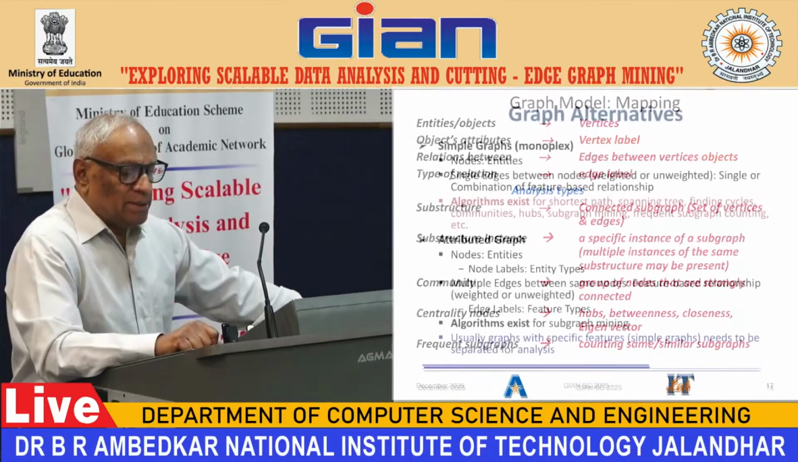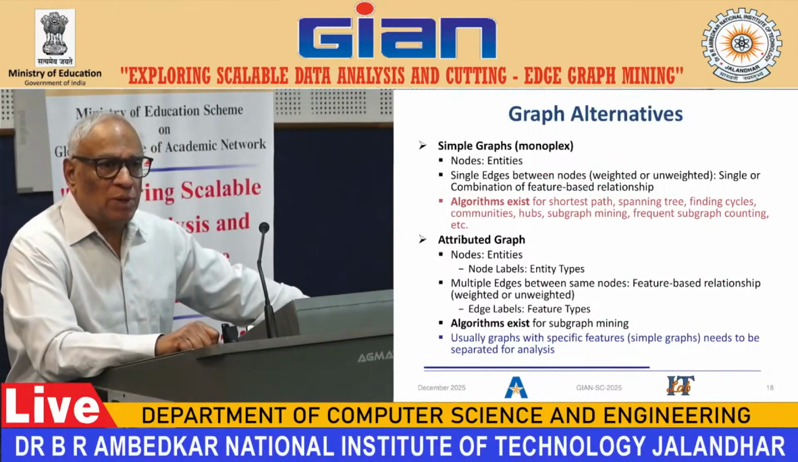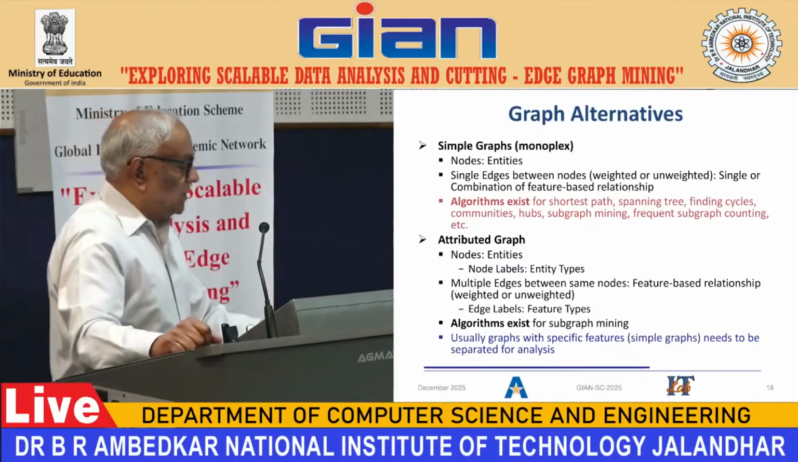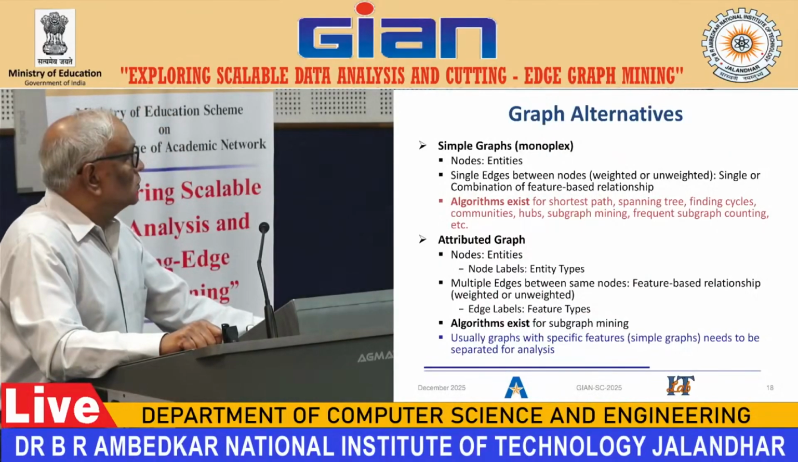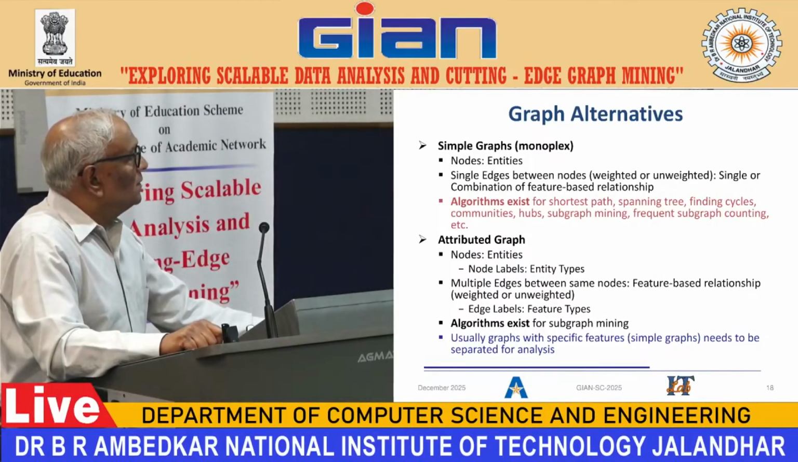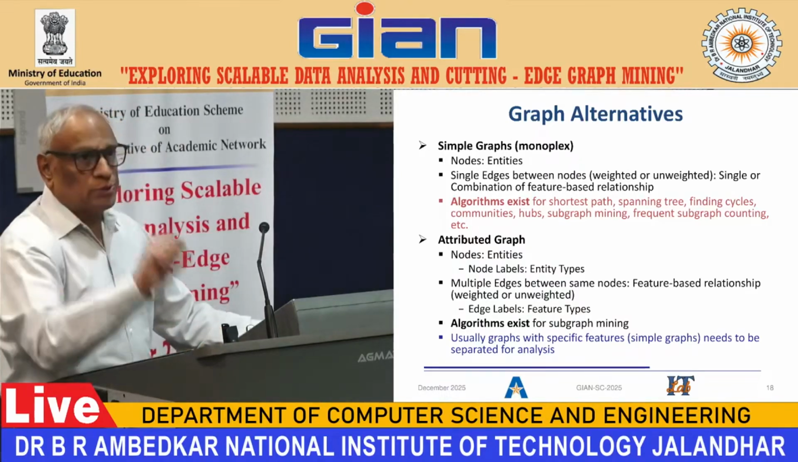So now what are the different types of graphs we use for modeling? The first one is what we saw, the notion of a simple graph, also known as a network or a monoplex. Nodes are entities, single edges between nodes, weighted or unweighted, single or combination of feature-based relationship. Algorithms exist for shortest paths, spanning tree, finding cycles, communities, subgraph mining, frequent subgraph counting, and so on. So this is a simple graph, does not have loops.